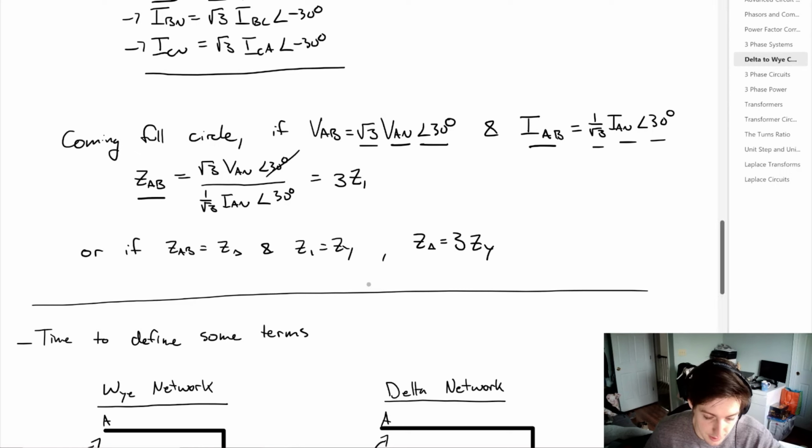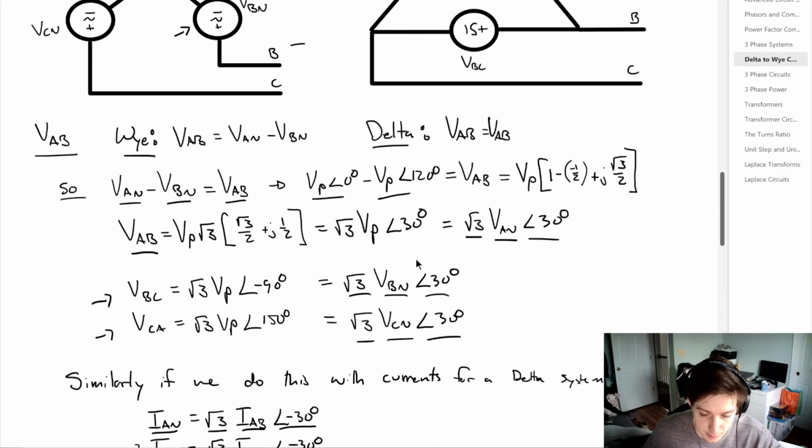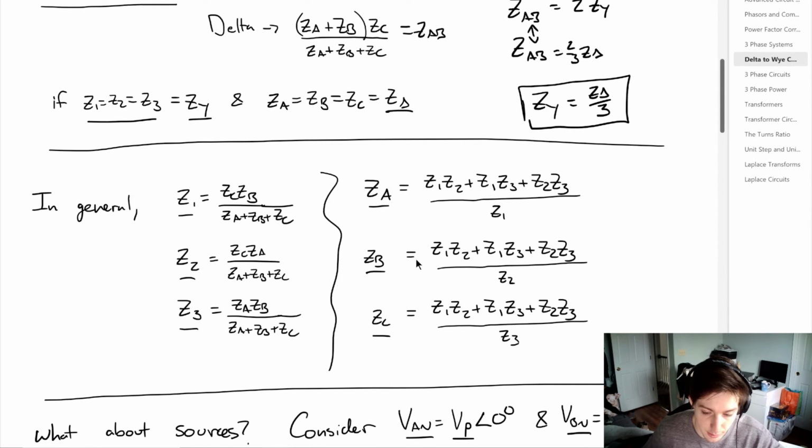And doing it, these phase angles cancel out, and you get a 3 that pops out, and then you have VAN divided by IAN, which you could also call ZAN, which is equal to Z1. So again, we get ZAB is equal to 3 Z1. And if ZAB is equal to Z delta and Z1 is equal to ZY, you get Z delta equals 3 times ZY, which scrolling up is exactly what we got here. So there's a few ways to arrive at all of these equations.